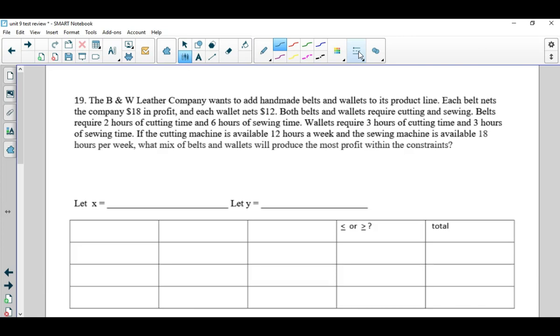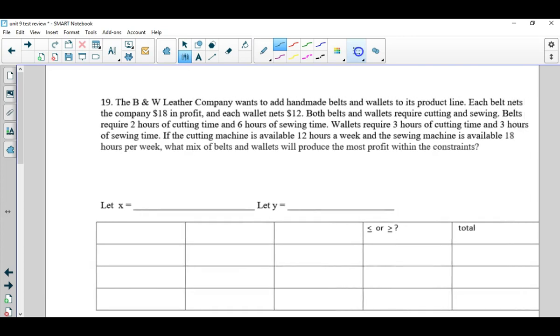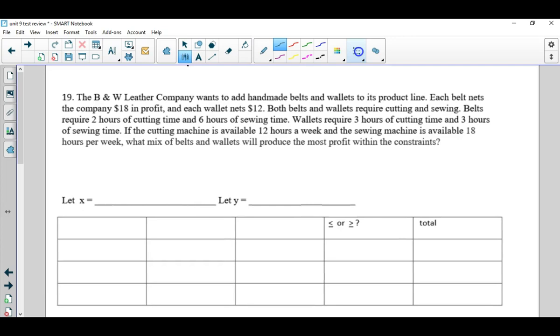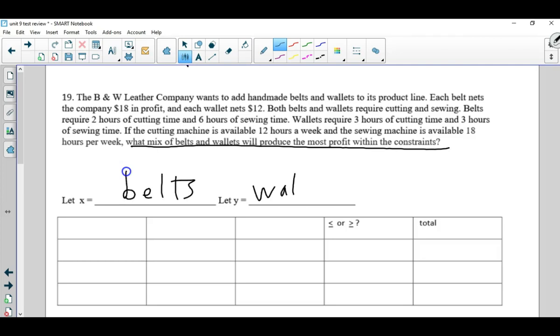So remember, we start off at the end of the paragraph with the final question. The last sentence tells us two things. It tells us what our x and y is going to be, and it also tells us what the z function is going to be. So, what mix of belts and walls will produce the most profit? That tells us belts and walls. And again, if you put walls and belts, it's not a big deal. It'll all work out in the end.